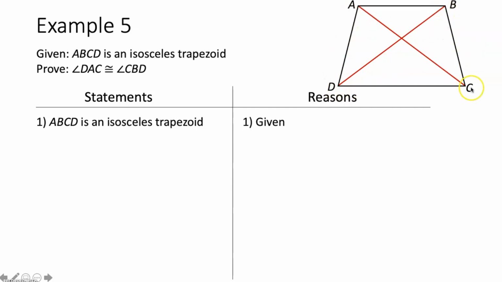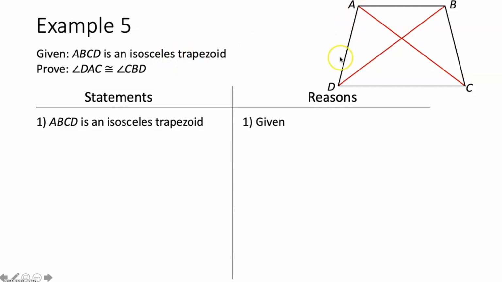Well, I do have two triangles right here, triangle DAC and triangle CBD. Couldn't I prove that those two triangles are congruent to each other? And then I could say that angle DAC is congruent to angle CBD by CPCTC. Corresponding parts of congruent triangles are congruent. Well, how do I prove these two triangles are congruent? Do I have any information that would help me do that? Yeah, I know ABCD is an isosceles trapezoid. So what do I know about isosceles trapezoids?